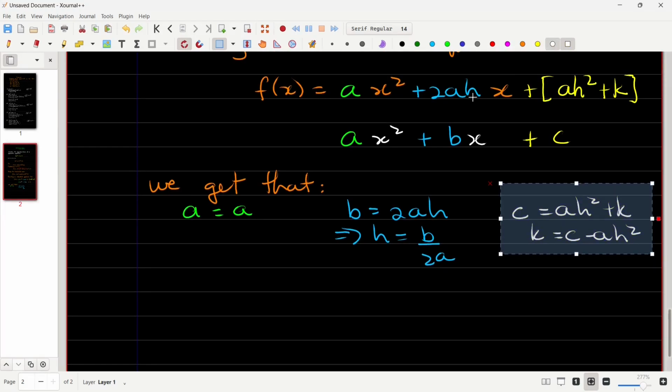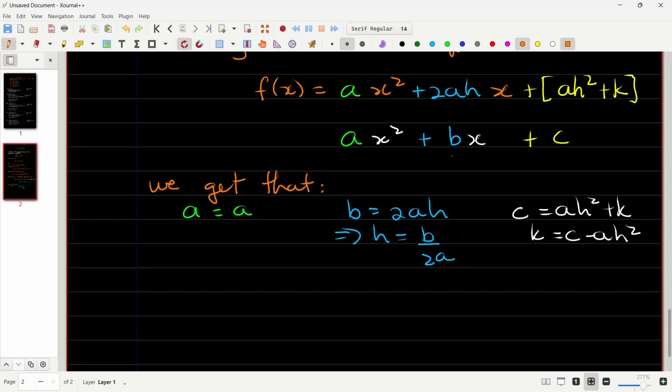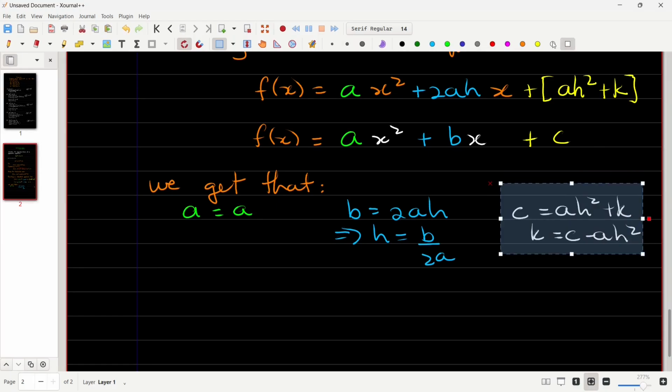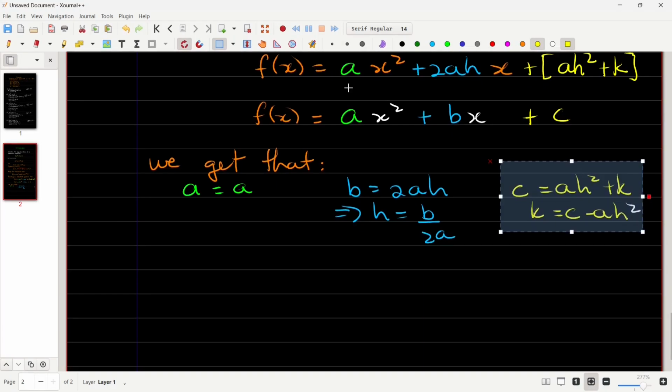Let me write this here as well: f of x equal to this. Let me reselect this and put it in yellow. Notice that all I did is compare the coefficients, and I get my formulas for h and k, which is what I really need for my completing the square steps.